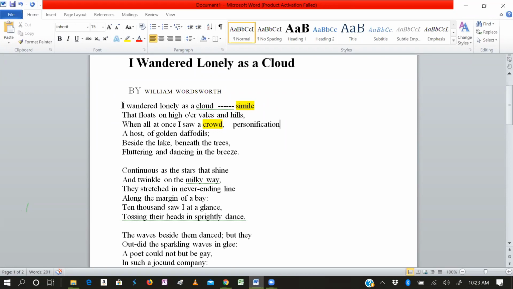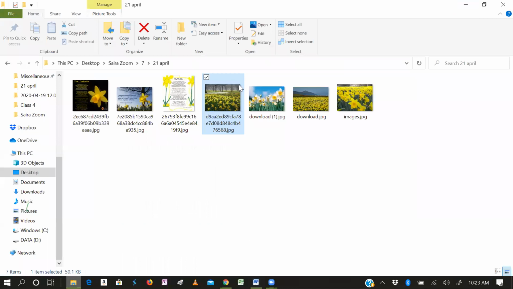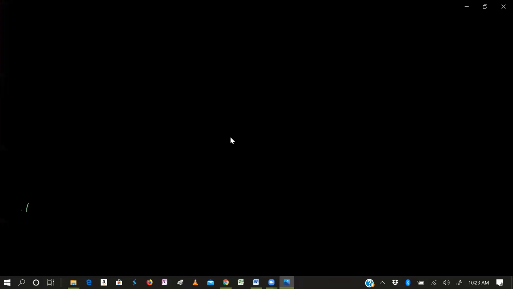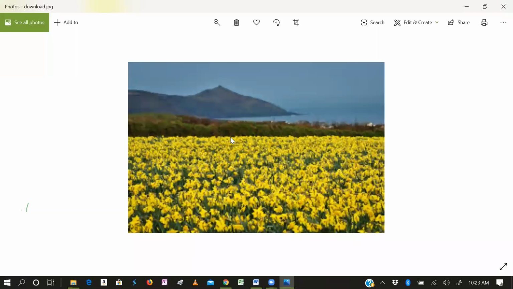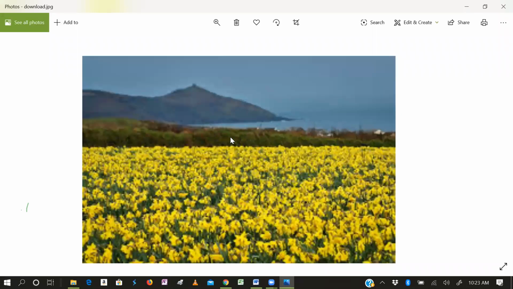Now move to the next stanza. Continuous as the stars that shine. What about continuous? It means they are in large number. Look at this picture again. Continuous as the stars. Again he has used a poetic device, the use of the simile.